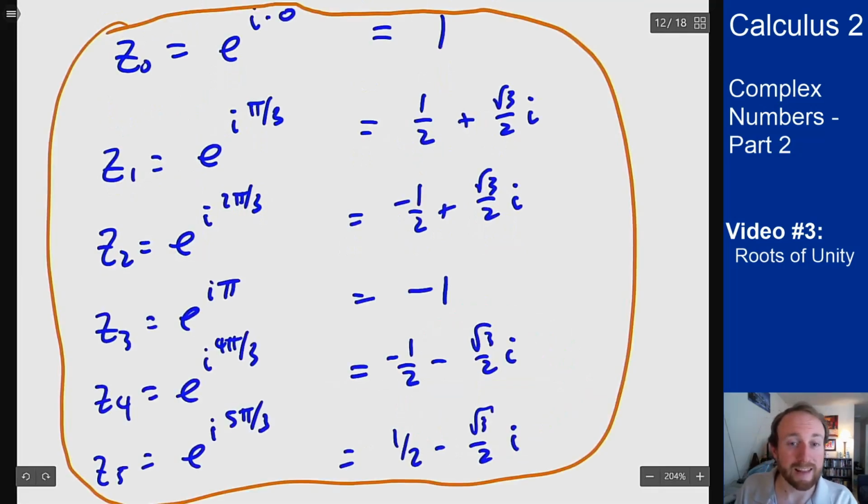That's how you can go about finding the nth roots of unity, which are a particular case of finding the roots of a complex number, namely that of the complex number 1.